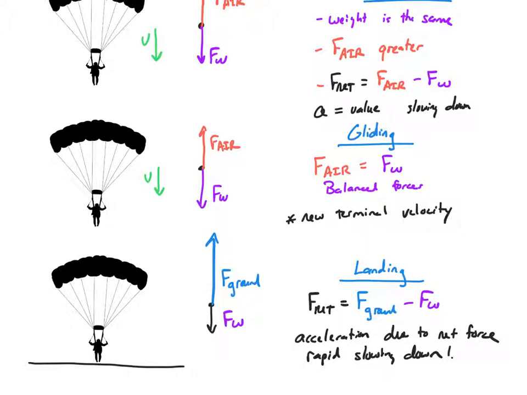So hopefully you can get a kind of picture of how the net forces are combined at different places to cause accelerations when they're unbalanced and maintain velocity when they are balanced forces.